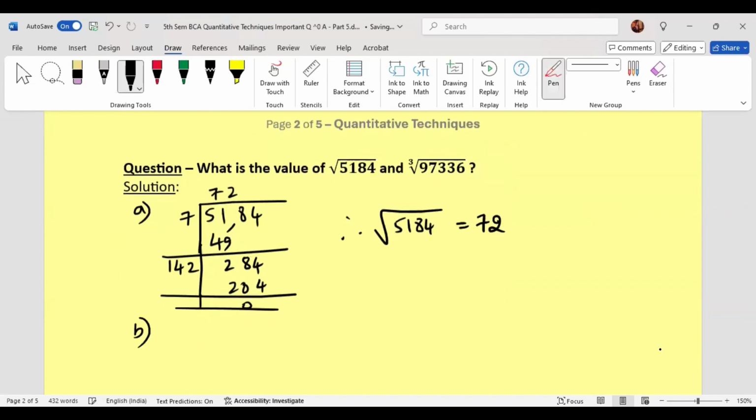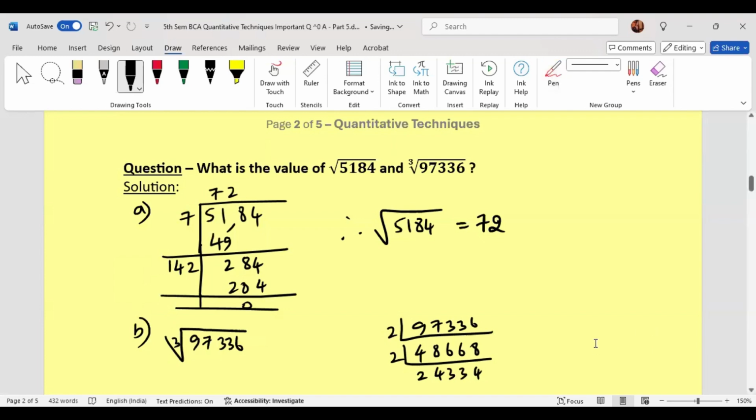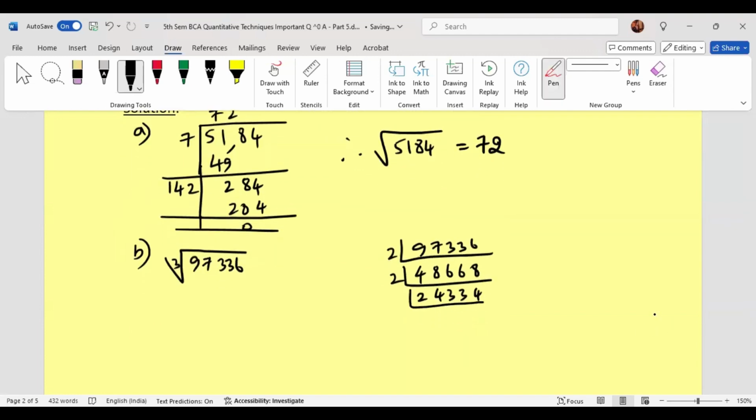Second part of the question, we need to find cube root of 97336. For that, we will have to factorize 97336. First, consider 2. 2 fours are 8, 2 eights are 16, 2 sixes are 12, 2 sixes are 12, 2 sixes are 12, 8. Again, considering 2: 2 twos are 4, 4 threes are... Again 2: 12, 2 ones are 2, 2 sixes are 12.